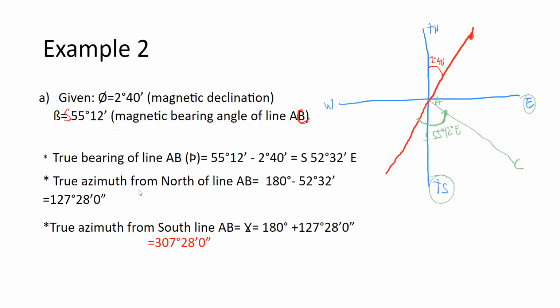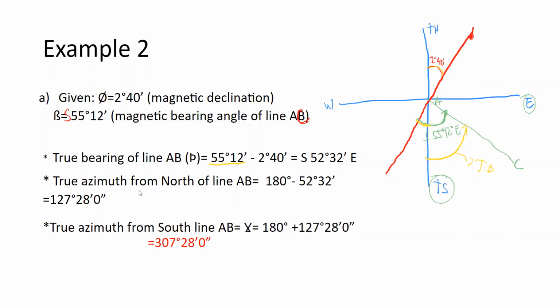So eto, ano yung angle daw nito? So true south papunta sa line, this will be your true bearing. As you can see, this angle of declination na 2 degree and 40 minutes is also equal to this angle. Diba? Equal lang yun sa angle na yan. So, paano natin siya isi-solve? Yung angle na true bearing, we will just have 55 degree, 12 minutes minus itong angle na to. Yung maliit na angle na yan is 2 degree, 40 minutes.